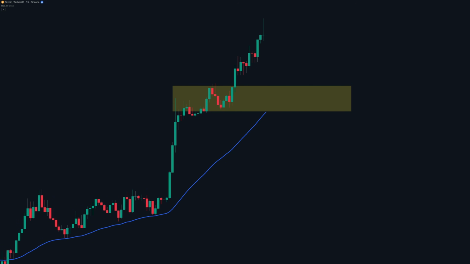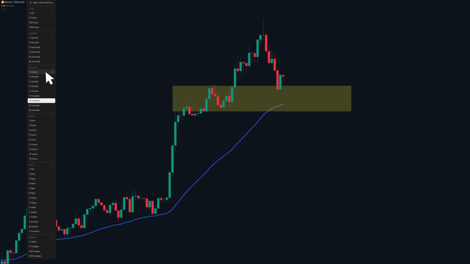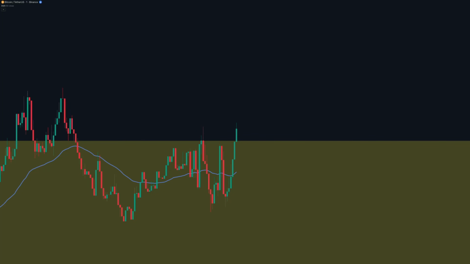And see this. Price starts pulling back and comes straight back down into our fresh zone. This is exactly what we were waiting for. The moment price enters our zone, we switch to the 1-minute chart. Now here we are on the 1-minute chart, and the first thing we do, we remove the 50 EMA.